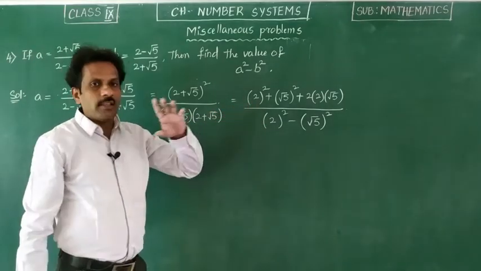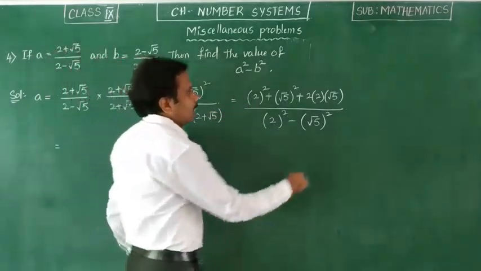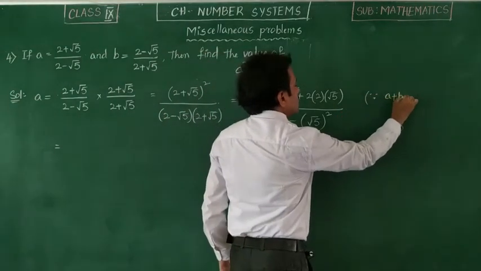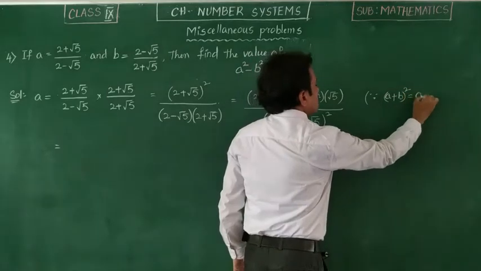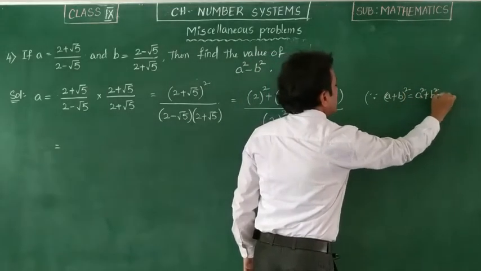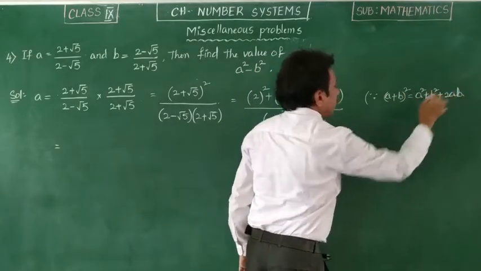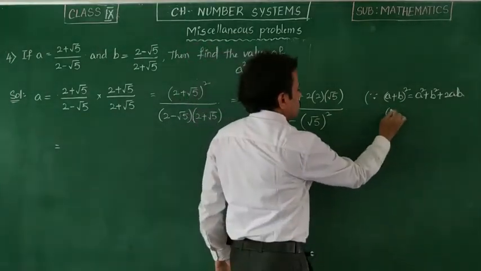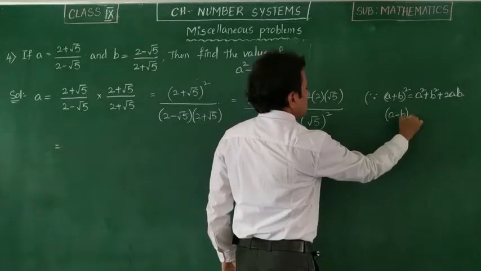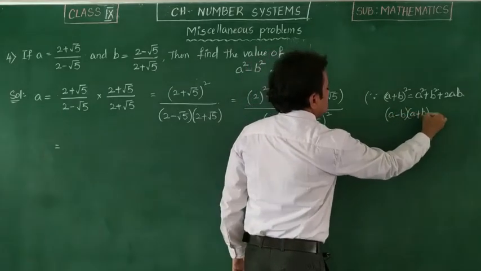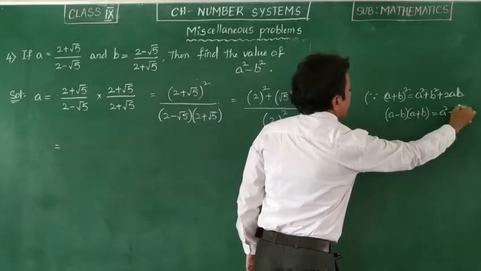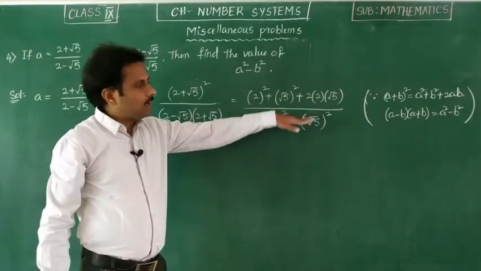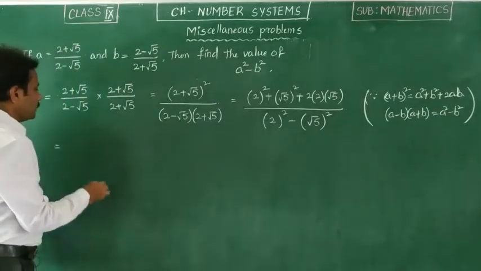You mention the identities whatever you applied, because (a plus b) whole square equals a square plus b square plus 2ab. You can write a square plus 2ab plus b square also, according to the situation. Whereas (a minus b) into (a plus b) is a square minus b square. Whatever identities we applied here, we mention there. Now coming to the next step.